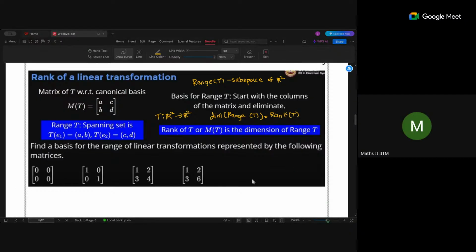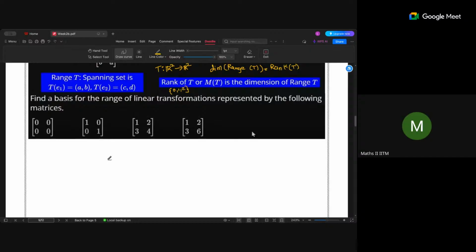Yeah, good. Sonali has answered. So the possible values are 0, 1 and 2. These are the possible dimensions of any subspace of R2, right? If it is the origin alone, then 0. If it is a line passing through the origin, the dimension is 1. And if it is the whole space, it is 2. So these are the only possible subspaces of R2, right?